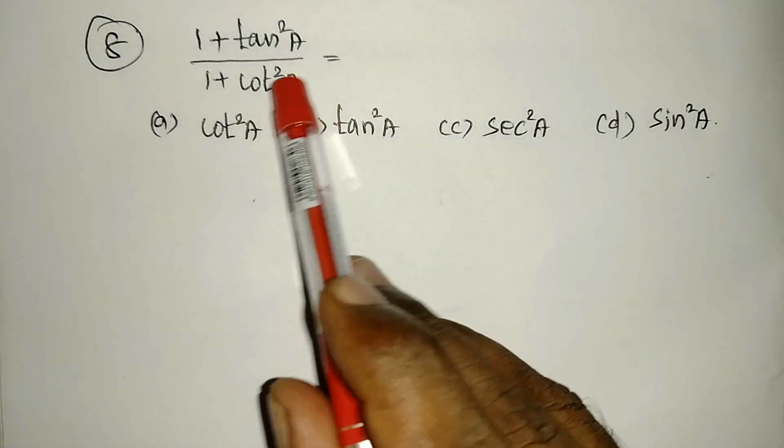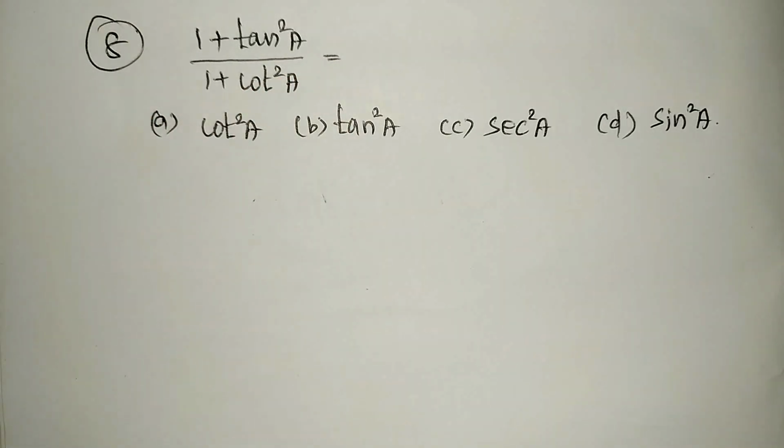Now we'll go for question number 8: 1 plus tan square A divided by 1 plus cot square A. And this is one of the identities.